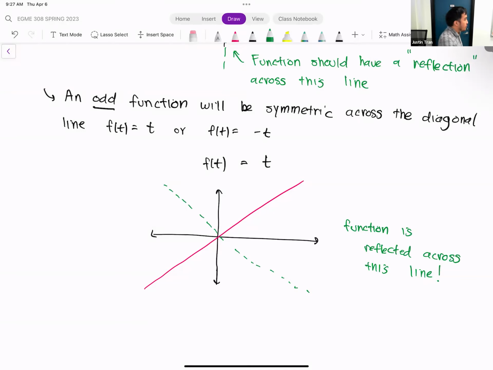And so knowing whether a function is even or odd saves you a lot of work in how you do the expansion, because you can just compute one or the other and not have to worry about it. All right, any questions on even and odd functions here?